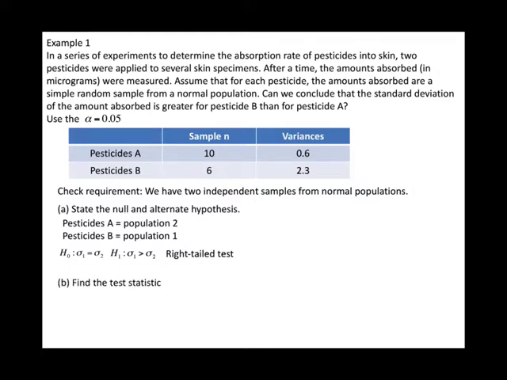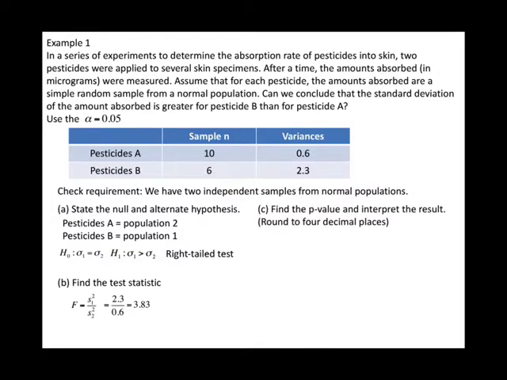Okay, B, find the test statistic. This is the formula. We will use the sample variance of population 1 divided by the sample variance of population 2. Okay, so this is given as the variance. So you guys should get 3.83. Okay, now find the p-value and interpret the result.